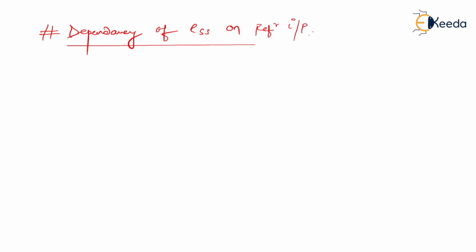So let me just write the topic we are going to see over here. So this is what we are going to look at now. That is the dependency of steady state error on the reference input. And this reference input can be either a unit step input, it can be a unit ramp input, and it can be a unit parabolic input.